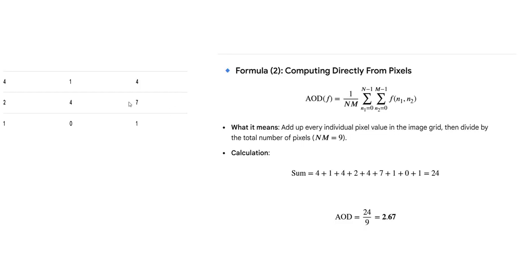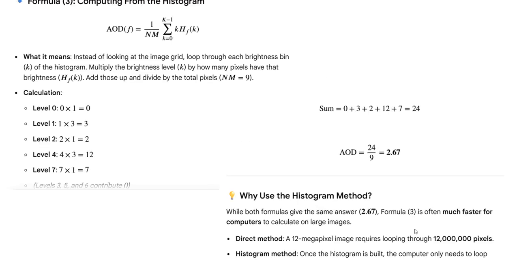Consider I have this image. If I compute directly from the pixels, I have to add up all individual pixels and divide by the number of pixels. In this case I am getting 2.67. This is one way to do it. The other way is from the histogram: 4 appears 3 times, 2 appears 1 time, 1 appeared 3 times, and so on. I calculate all this, add up, and then divide by the number of pixels. This process makes it easier to calculate average optical density.